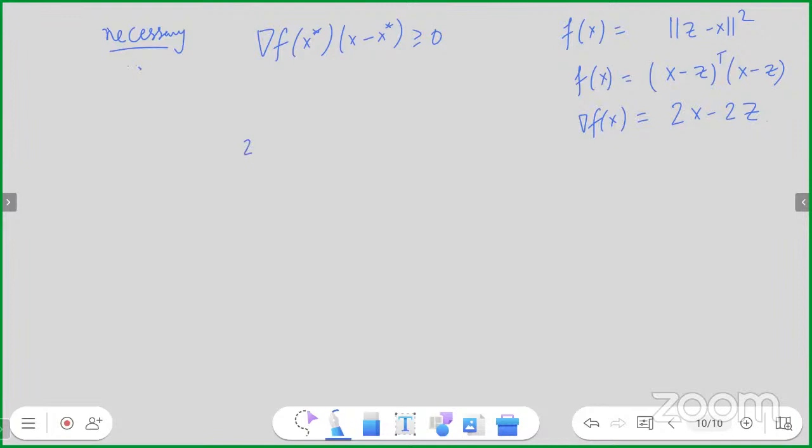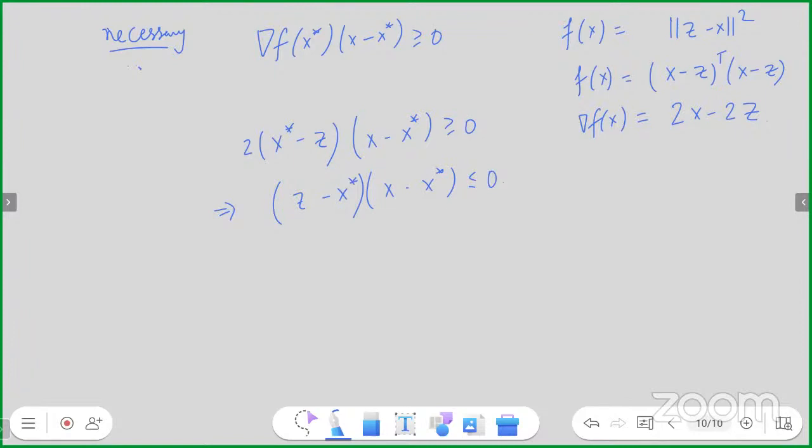2x. At X star, so I get this X star, and then it's what that is, multiplied by X minus X star. That's necessary. Sufficiency will come from where? Since the function is convex, it's also sufficient. That's what we get.